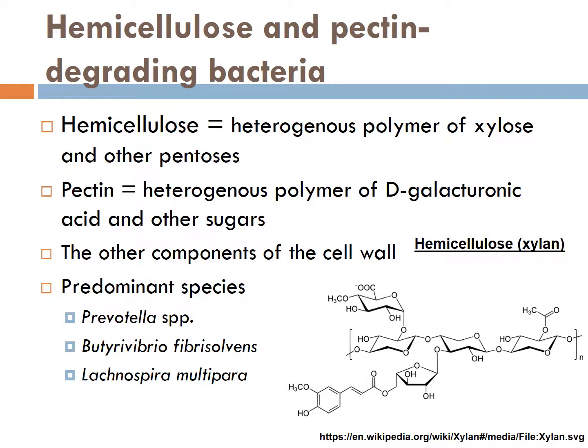The hemicellulose and pectin-degrading bacteria attack the other components of the cell wall. Hemicellulose is a heterogeneous polymer of xylose and other pentoses, and we can see xylan, which is an example of hemicellulose, down at the bottom. Pectin is a heterogeneous polymer of D-galacturonic acid and other sugars. These are the other components of the cell wall. The predominant hemicellulose and pectin-degrading bacteria are the Prevotella species, Butyrvibrio fibrisolvens, and Lachnospira multipara.